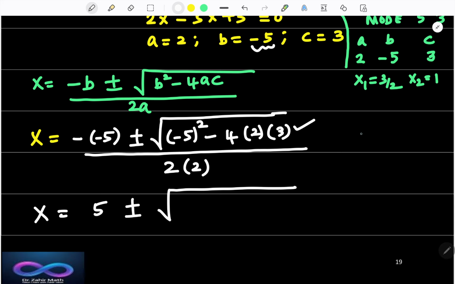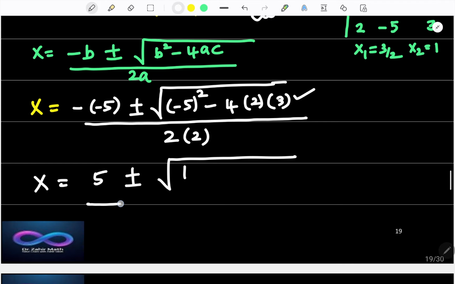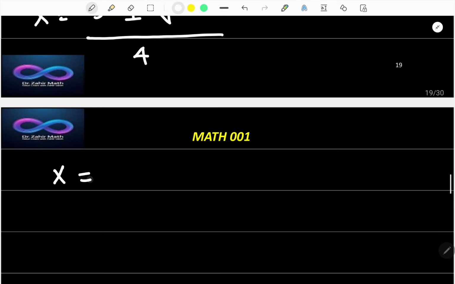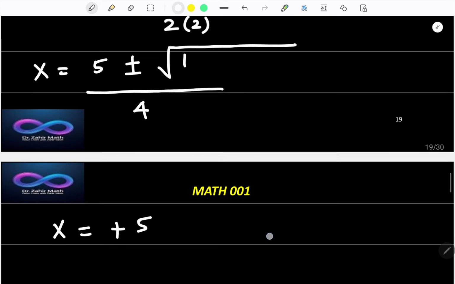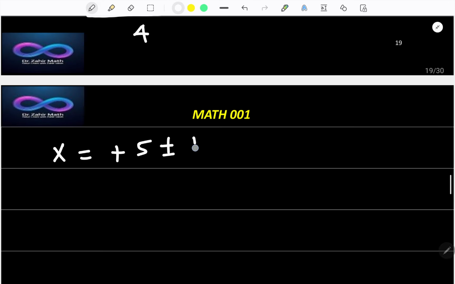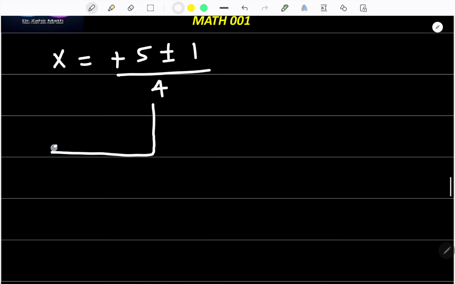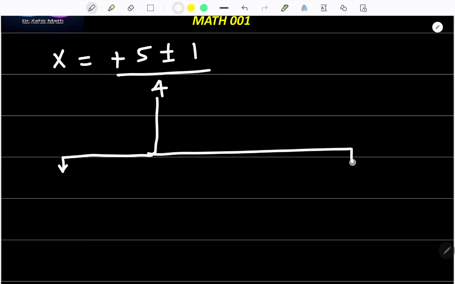5 square is 25 and then minus 24. I'm going to get square root of 1. I just put it in my mind. If you want you can put it in the calculator. So this is divided by 4. So what is square root of 1? Square root of 1 is equal to, not negative, positive 1. Plus or minus, it is 1 divided by 4. Clear everybody? Now we have two answers, one here and one here.